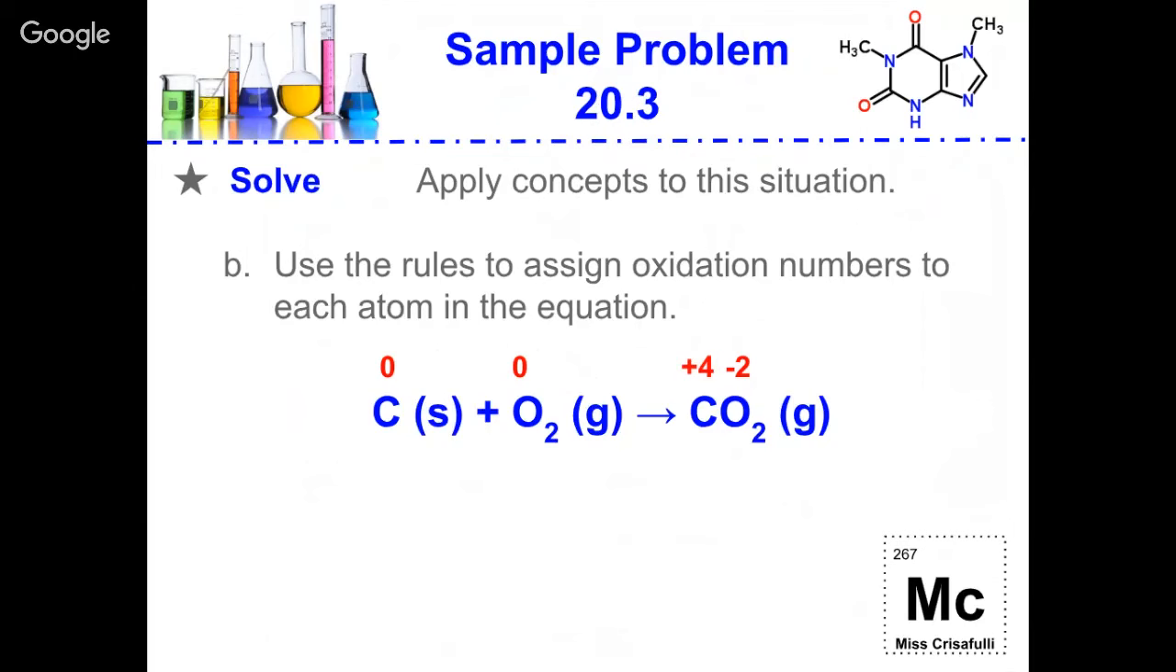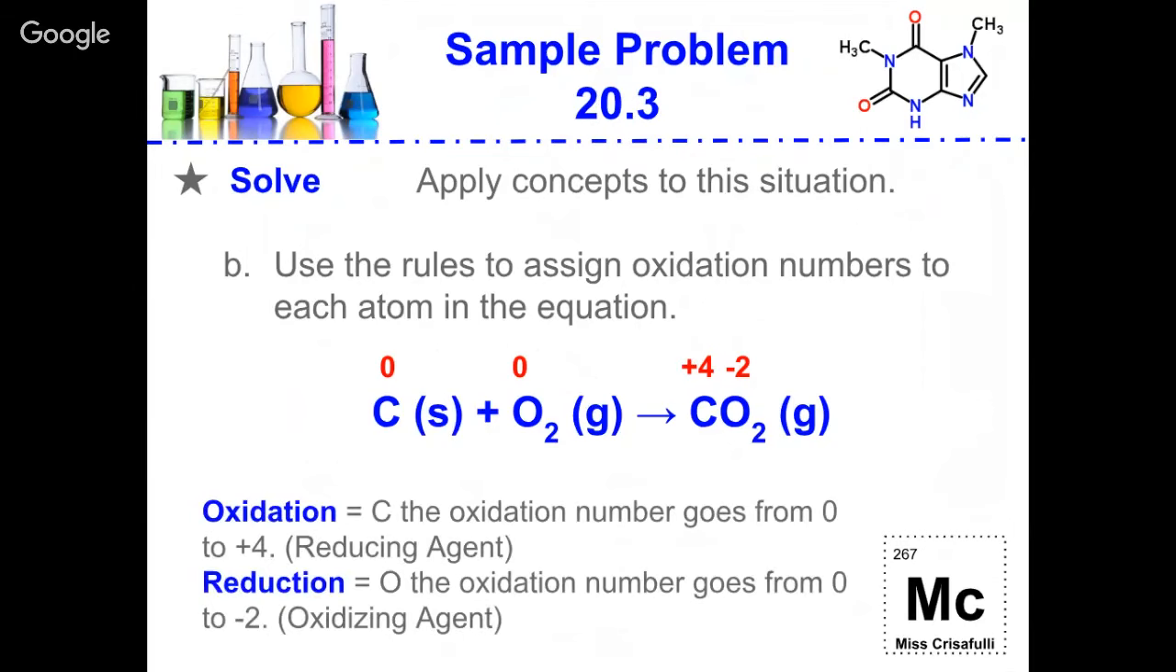So now let's look. Did anybody gain charge? Did anybody lose charge? Well, carbon's oxidation state went from 0 to +4. So that means that it was oxidized because it lost some electrons. And then oxygen went from 0 to a -2. And so that means that it was reduced because it gained electrons. Remember, whatever's oxidized is your reducing agent, and whatever is reduced is your oxidizing agent.